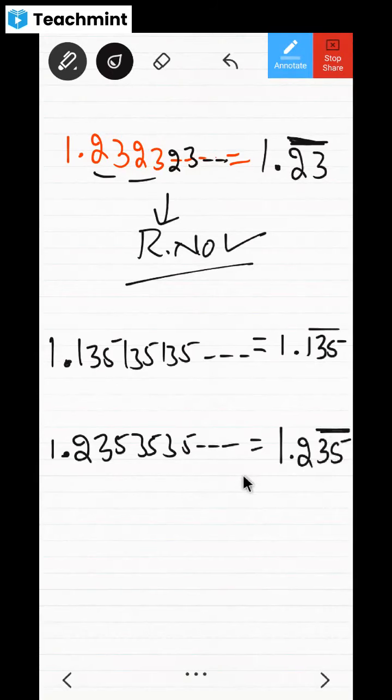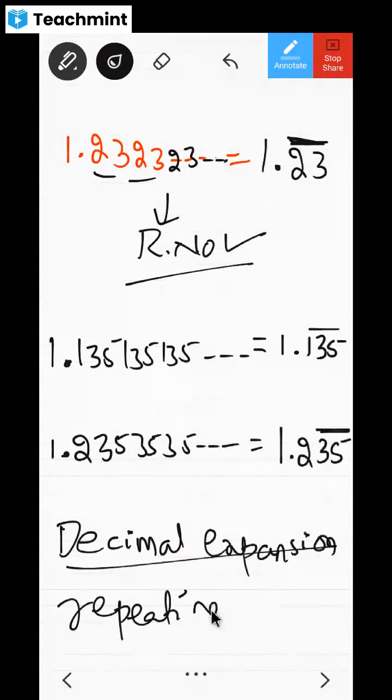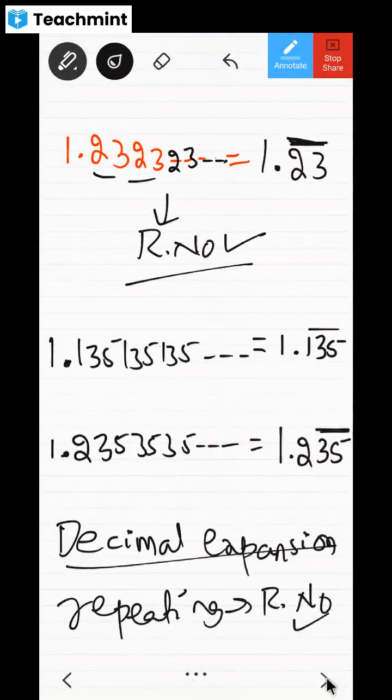Wherever the decimal expansion is repeating, dear children, those kinds of numbers are for sure rational numbers. Understood?